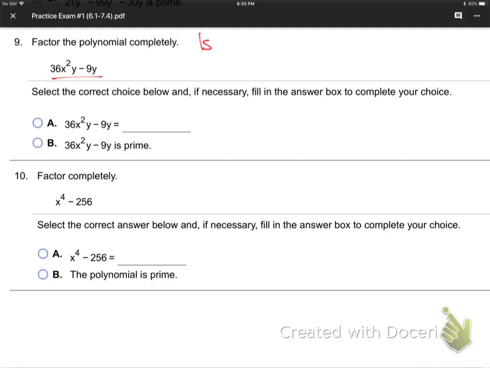Factor. What's the first step in every factoring problem? GCF. Take out what's in common. So what's in common? 9 and y. Leaves 4x squared minus 1. Because if you multiplied that, it would be 36x squared y, and that'd be 9y. So now we leave the 9y sitting there, and now we can factor the 4x squared minus 1.